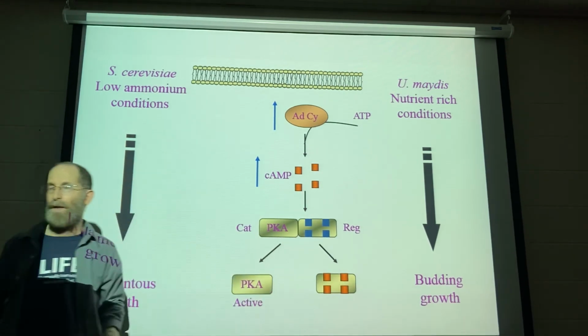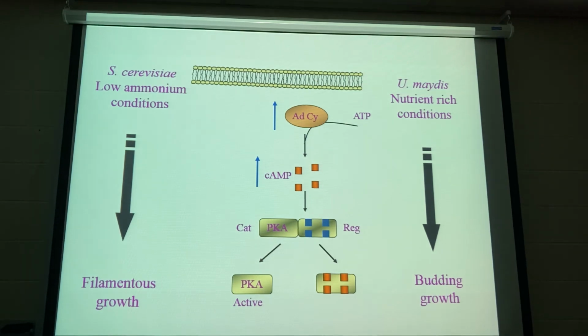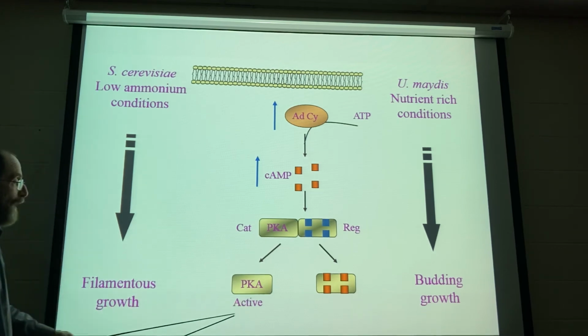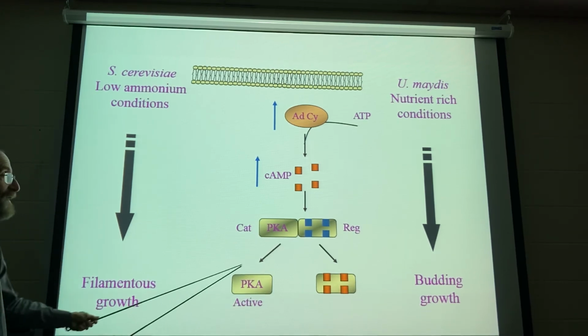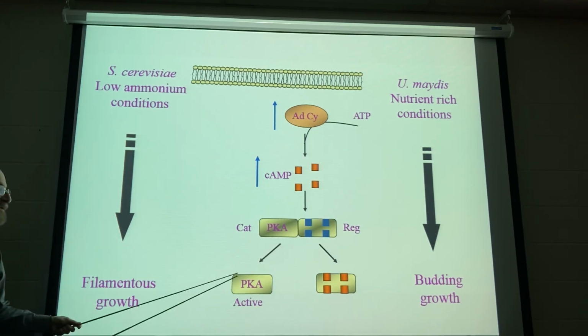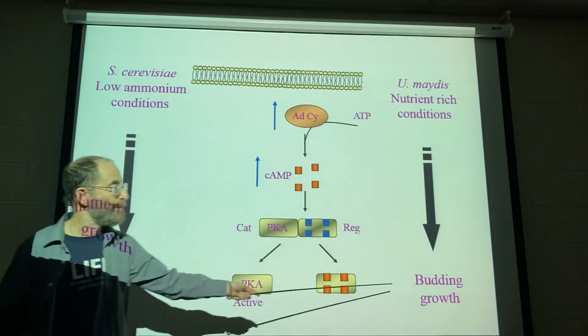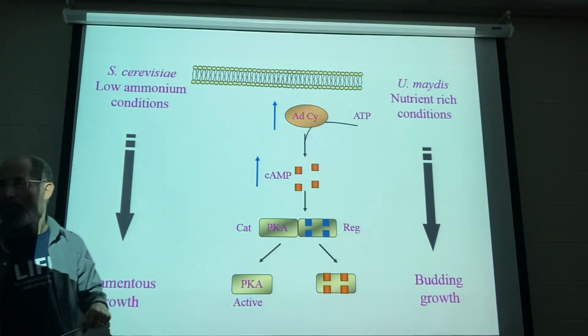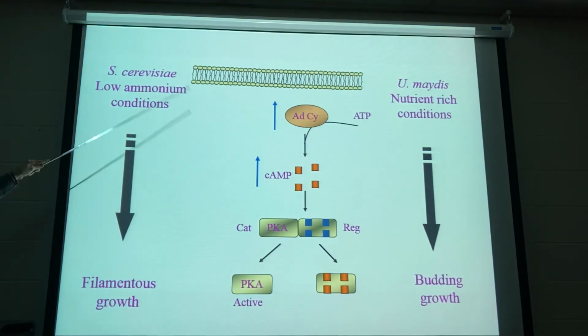Now, for Ustilago maydis, we indicated that in nutrient-rich conditions, they normally are budding. What's interesting about this, particularly for people interested in evolution, is this happens when, again, PKA is active. Remember, for Saccharomyces, when PKA is active, they're filamentous. When PKA is active in Ustilago, they're budding. So they're using this same pathway.